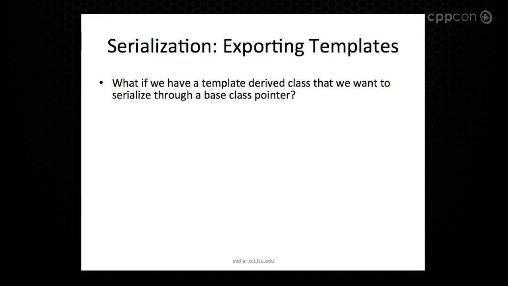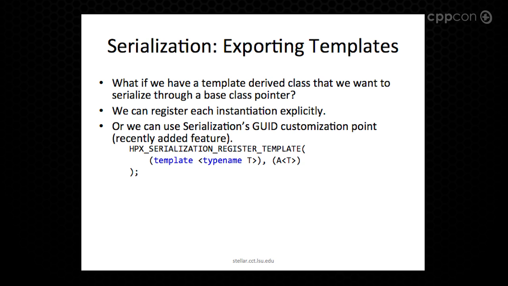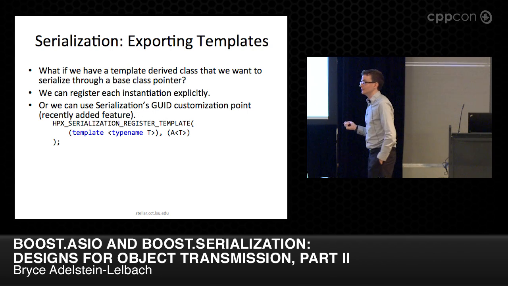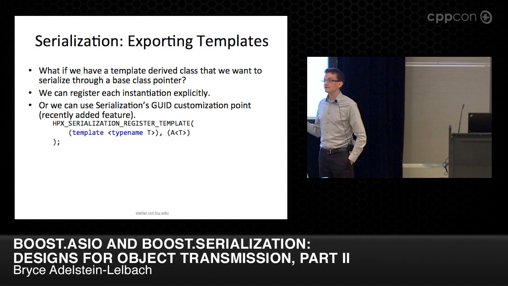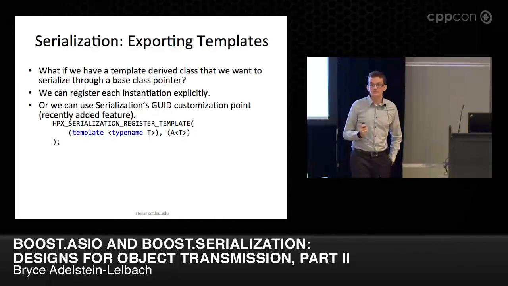All right, so exporting templates. This is one of the complaints people sometimes have about serialization: you have to do some crazy stuff if you've got a template-derived class and you want to serialize it through a base class pointer. So we have a trick for this. We register each of these instantiations explicitly. Normally, you do this at compile time, but we've got a trick that uses a customization point that got added to Boost serialization, and basically we abuse runtime type information to get a unique identifying string, and we do this at runtime.